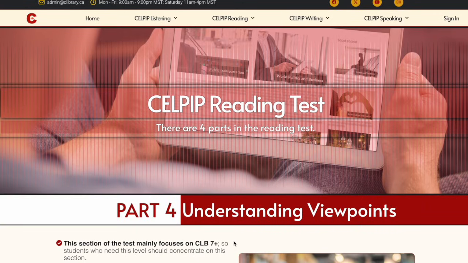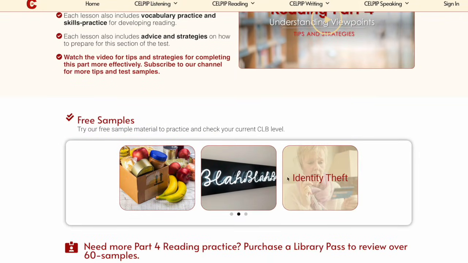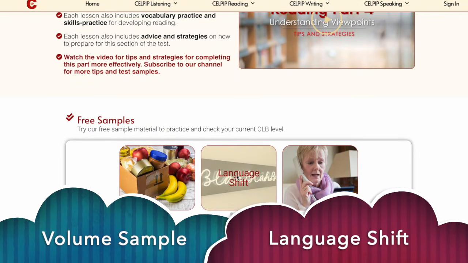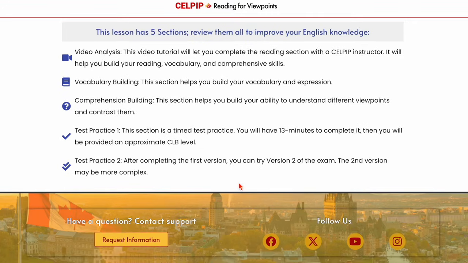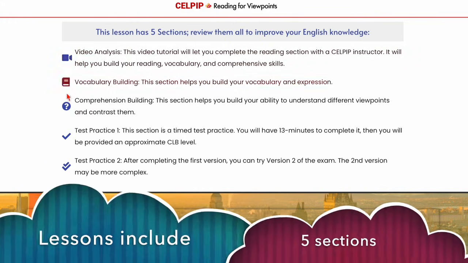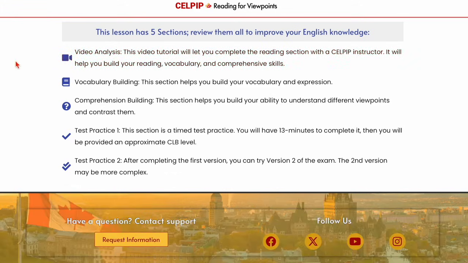So then everyone, let's get started with today's sample, language shift. Okay, so here we are in the front page of this sample, and you'll notice that this sample lesson will include 5 parts, okay? The video we are watching right now, okay? And then we have some vocabulary building.